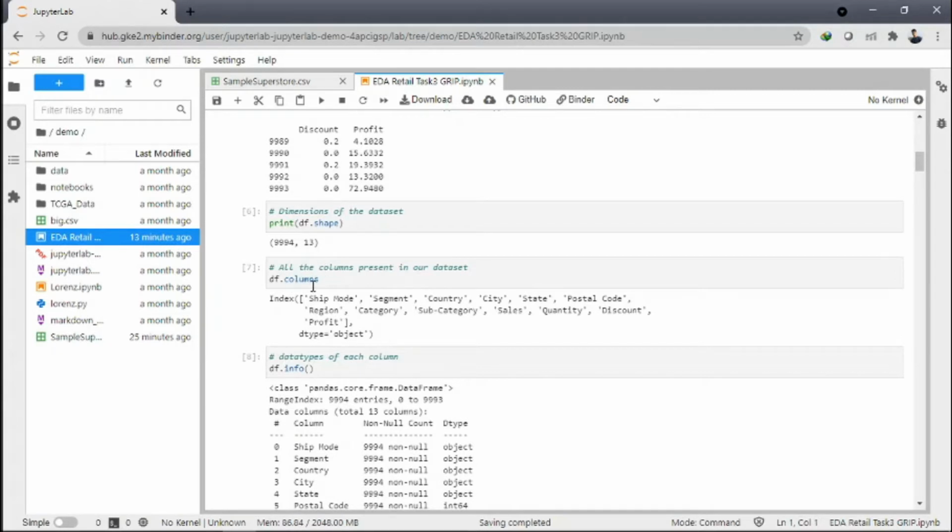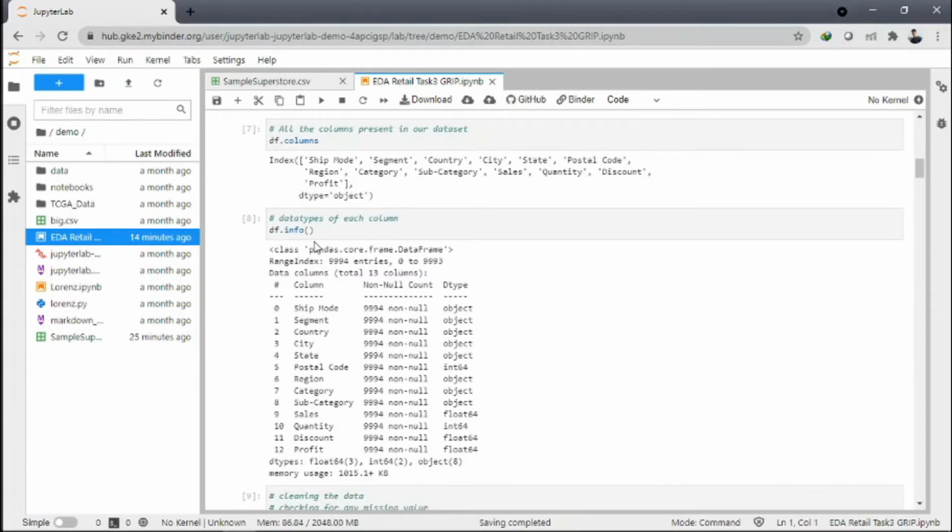And here we are seeing all the columns that we have in the dataset: ship mode, segment, country, and so on. And info, just to get the data types, as we can see that some of the data types are object and some are int64 and some are float64.